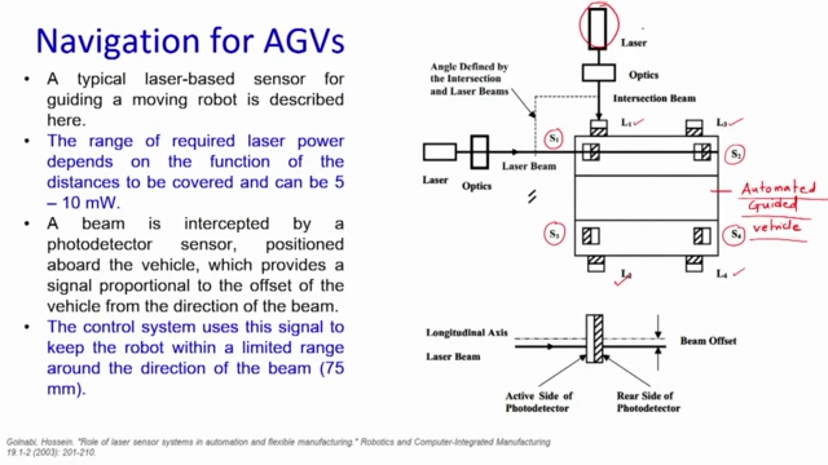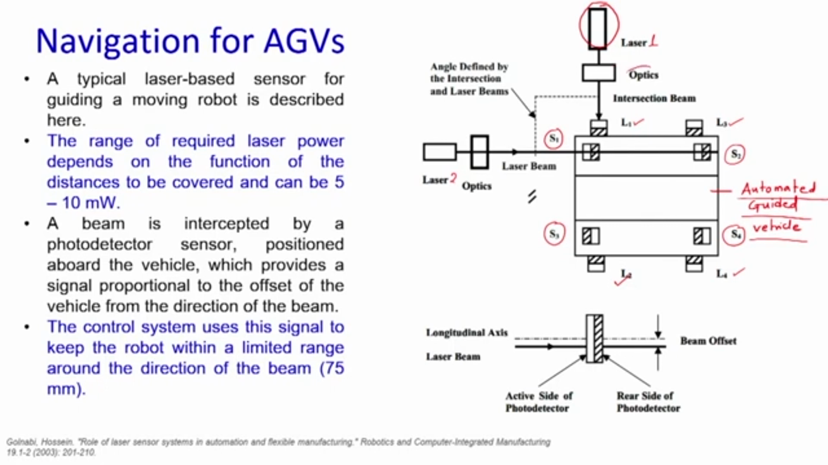If it is offset, then the signal can be given to the controller of the AGV, and the controller will take action accordingly. Here you can see we are using two lasers, laser number 1 and laser number 2, and the orientation of these two lasers is orthogonal to each other.